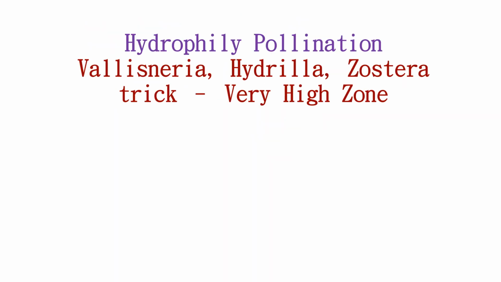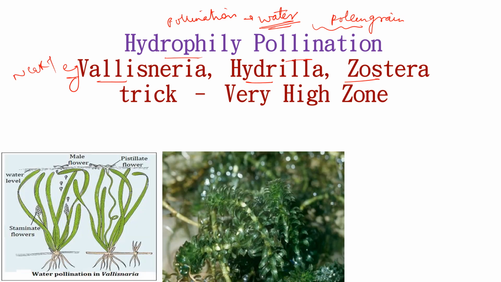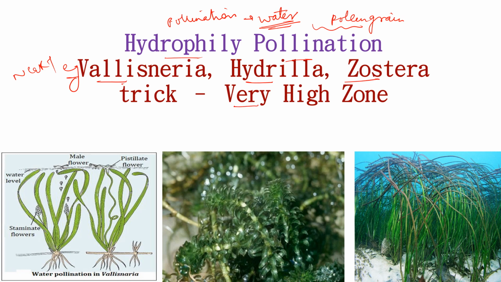Next, the trick is for hydrophily pollination. Hydrophily is the pollination that is occurring through water. The water current carries the pollen grains and they reach the stigma. So the examples are Vallisneria, Hydrilla, and Zostera, which are mentioned in the NCERT. For that the trick is very high zone. So from very it's Vallisneria, from high it's Hydrilla, and from zone it's Zostera.